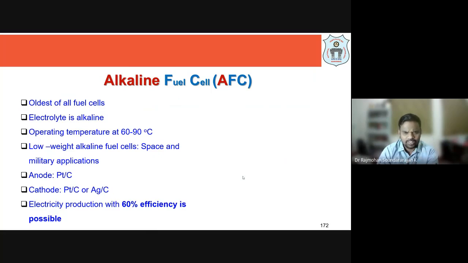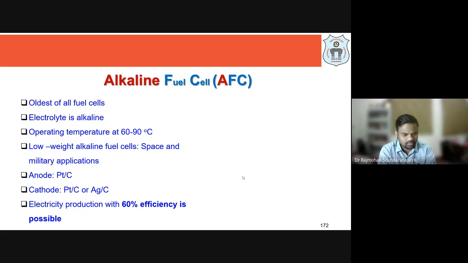To summarize the points of these alkaline fuel cells: it is the oldest of all the fuel cells generated so far, and the electrolyte used is an alkaline, mainly KOH, and the operating temperature is around 60 to 90 degrees Celsius. They are low weight, which is why they have been preferred for space and military applications. The anode is platinum and carbon, whereas the cathode can be platinum and carbon or silver.